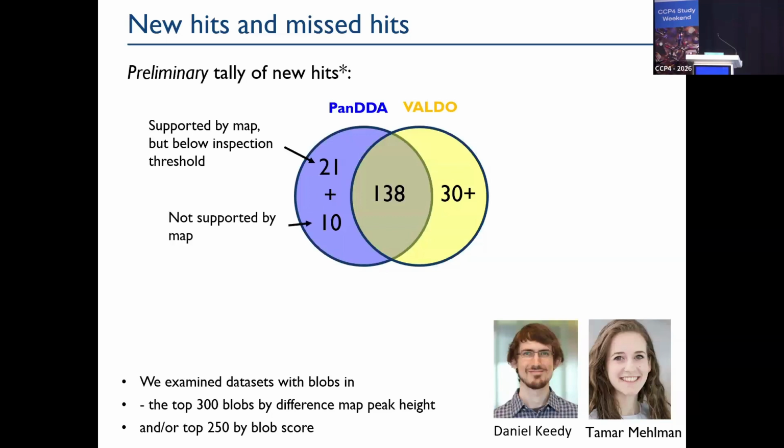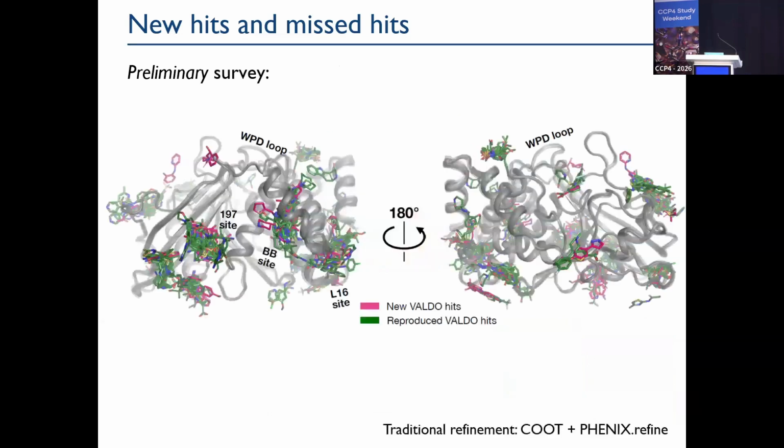In general, we also find, for existing fragments, a lot more new binding sites that weren't seen before. This is a preliminary map. It doesn't have all the new hits yet, but you can see that in some cases we discover new binding sites or extensions of existing binding sites that are exciting. In general, of course, we find most hits in known binding pockets, as you would expect.